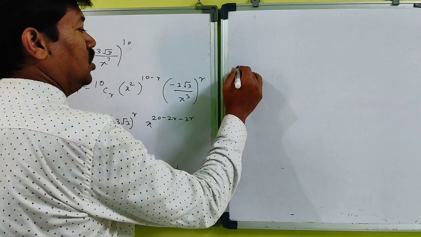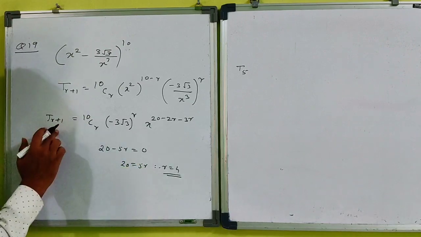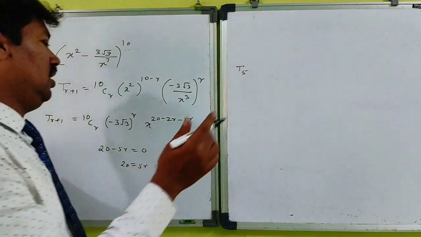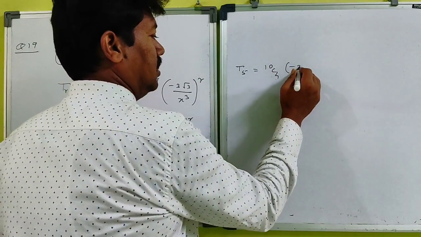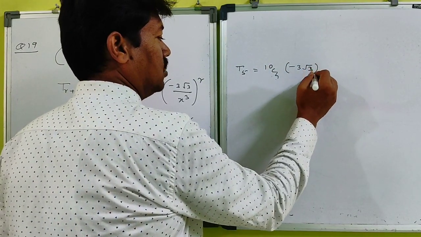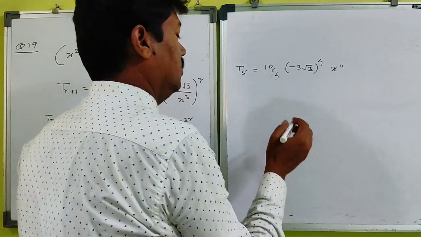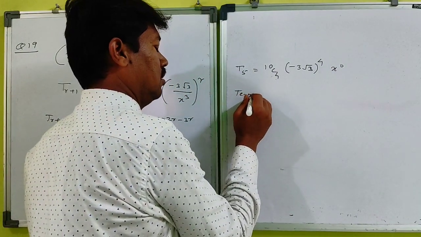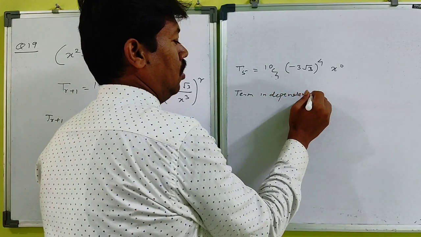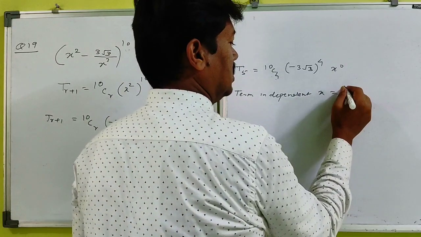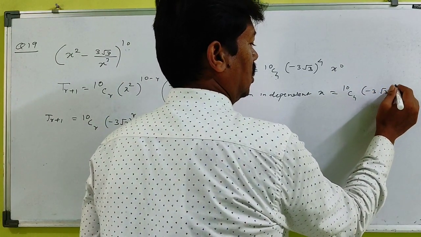And you put back r equal to 4 in this. That will become T5, because this is the value for T(r+1). If you put r equal to 4, that will become T5, and T5 is nothing but 10C4, minus 3 root 3 raised to 4, and x raised to 0. So what is the term independent of x? It is 10C4 and minus 3 root 3 raised to 4.